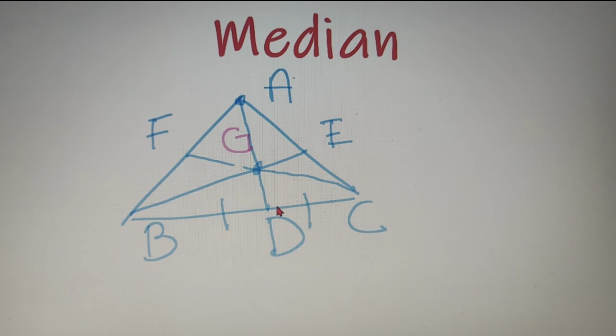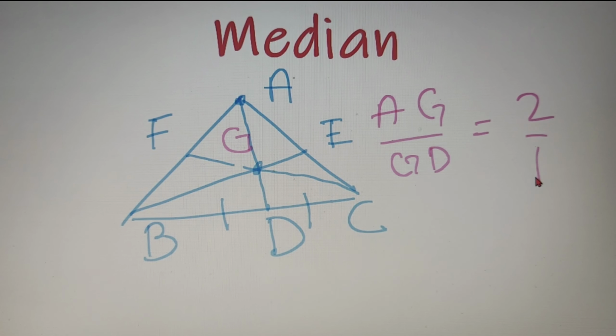Now there is one important point to note, that is the centroid divides the medians in the ratio of 2:1. So I can say that AG is to GD is equal to 2:1. So if the length of GD is equal to 3 cm, then the length of AG is equal to 6 cm. Now this property is valid for all the three medians. If AG by GD is equal to 2/1, then BG by GE is also equal to 2/1, and CG by GF is also equal to 2/1.